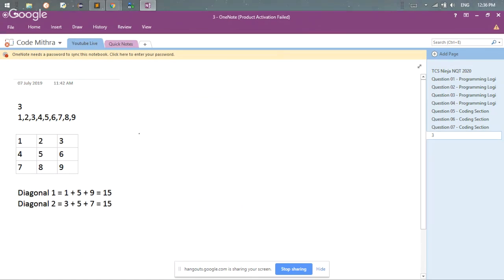So what they're asking us to find out is the sum of diagonal 1 and the sum of diagonal 2. That is what they are asking us to find.